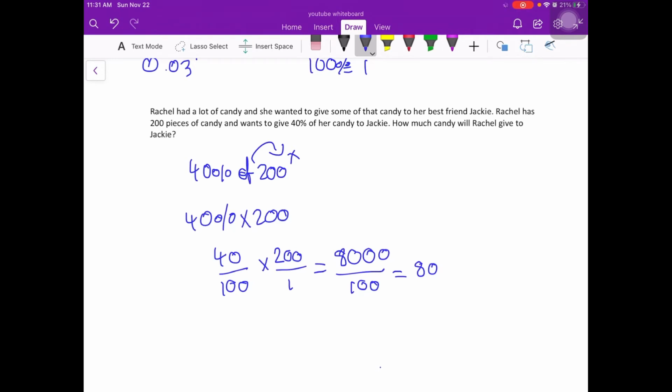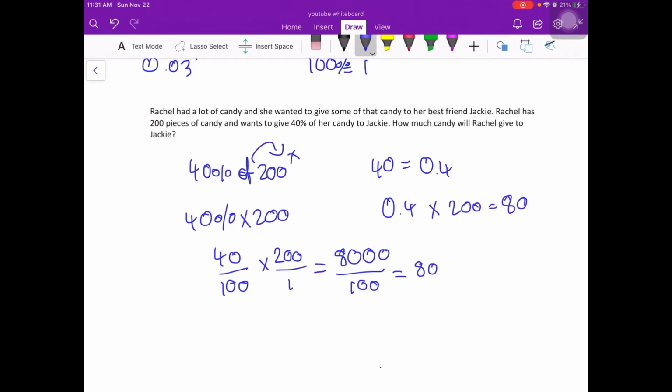Now, let's look at the decimal form. 40% equals 0.4, so 0.4 multiplied by 200 gives us 80.